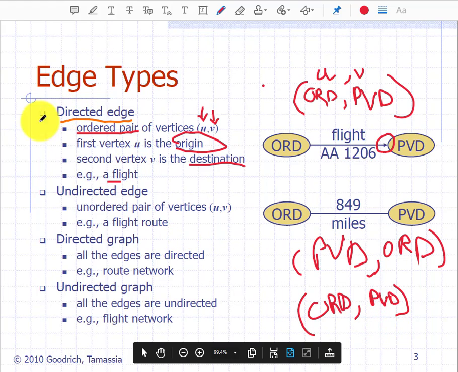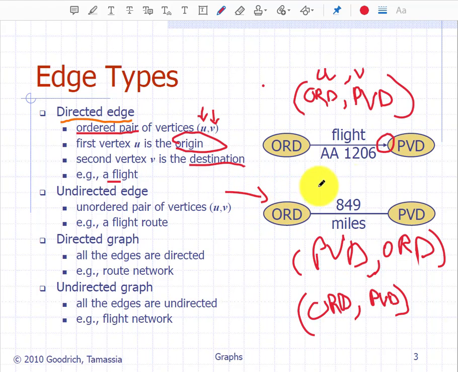So if you have a directed edge, you could have an undirected edge. So here's an example of an undirected edge. Here you have no arrow on this line. If all of your edges in the graph are directed, we refer to the graph as a directed graph.